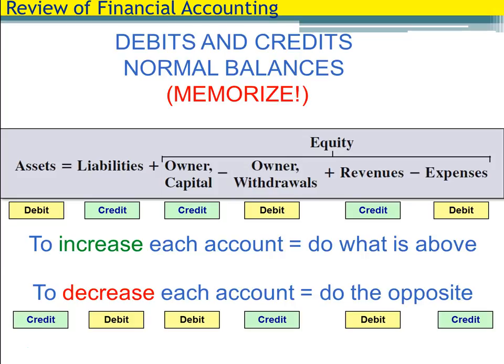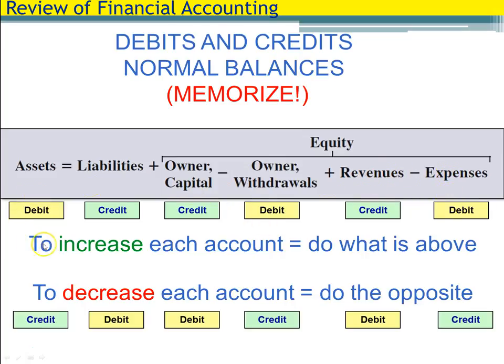The one you're looking at on the screen here is the first one, and this talks about and shows what each account type is and their normal balance. So in other words, assets have a normal debit balance, liabilities have a normal credit balance, owner capital has a normal credit balance. So on and so forth. You can see what the normal balance is for each account type right under it.